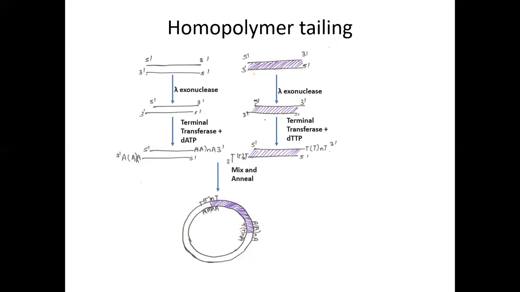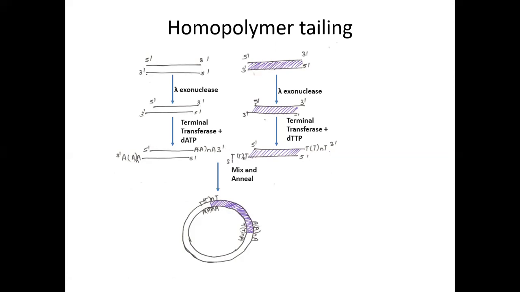Then the second slide talks about homopolymer tailing. For homopolymer tailing, first we need to treat our insert as well as vector molecule with the enzyme lambda exonuclease. This exonuclease specifically chops off bases from the 5 prime end of the DNA molecule, and this results in generation of a 3 prime overhang, which is a requirement for the next enzyme that we use in homopolymer tailing, that is terminal transferase.